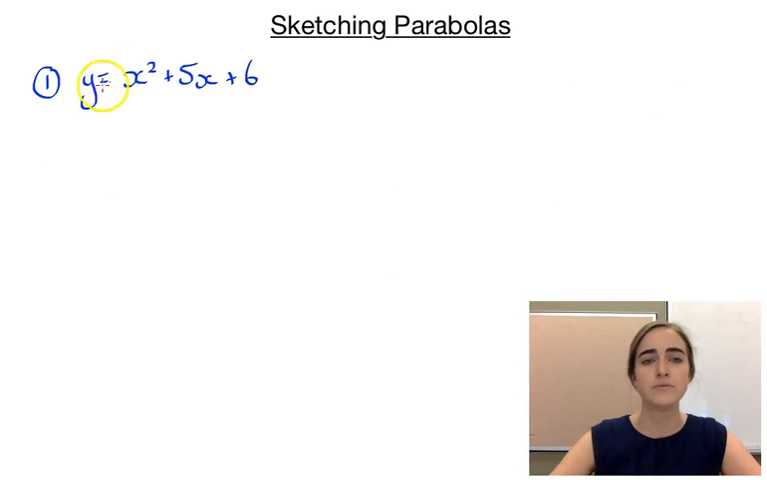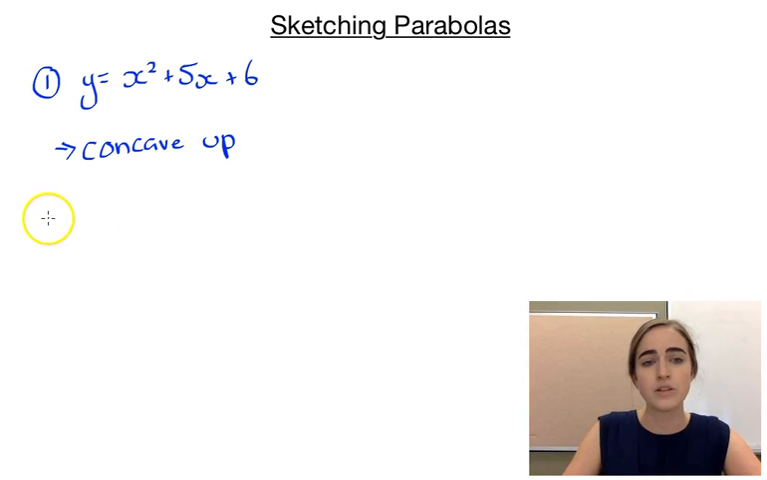So our first example, we've got the equation y equals x squared plus 5x plus 6. So the first thing we want to have a look at is whether it's concave up or concave down. So we look to tell that at the coefficient of our x squared term. If the coefficient is positive, or if our x squared term is positive, then it's concave up. If it's negative, it's concave down. So because we've got this x squared here, the coefficient would be a 1 or a positive 1, so our parabola is going to be concave up.